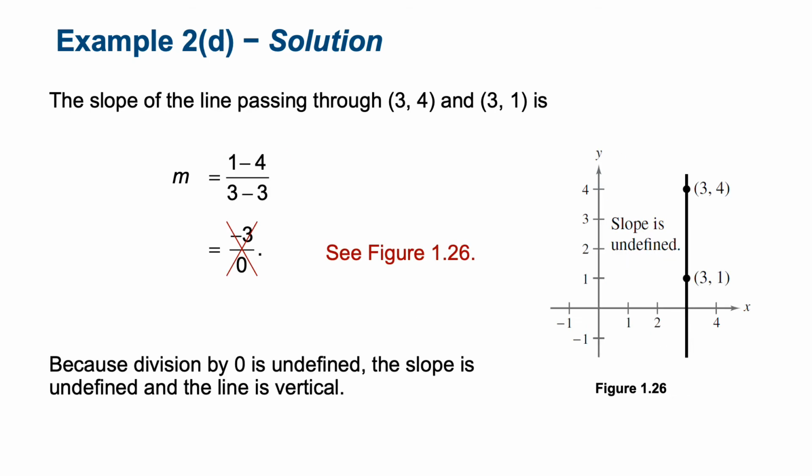And then lastly, if we have (3, 4) and (3, 1), if we were to plug this into the slope formula, we would get (1 minus 4) over (3 minus 3). But wait a minute, we cannot divide by 0. It's undefined. So our slope is also undefined. Furthermore, that tells us that this is a vertical line going through these 2 points with equation x equals 3.